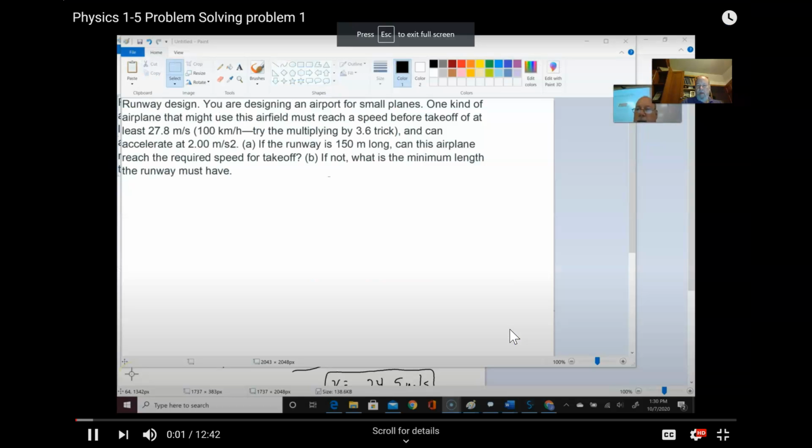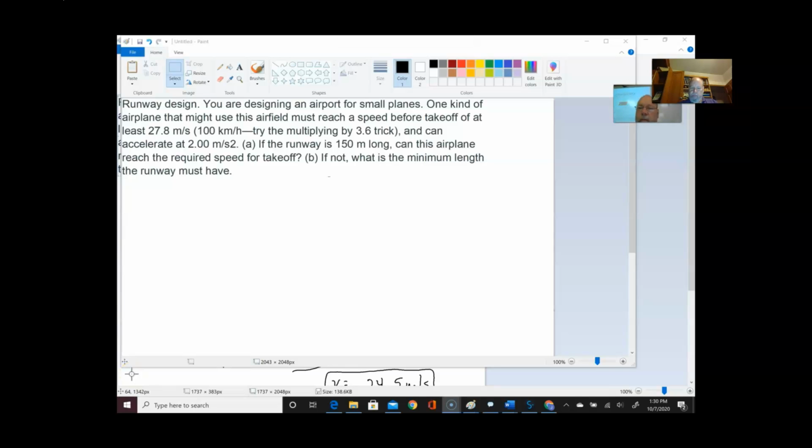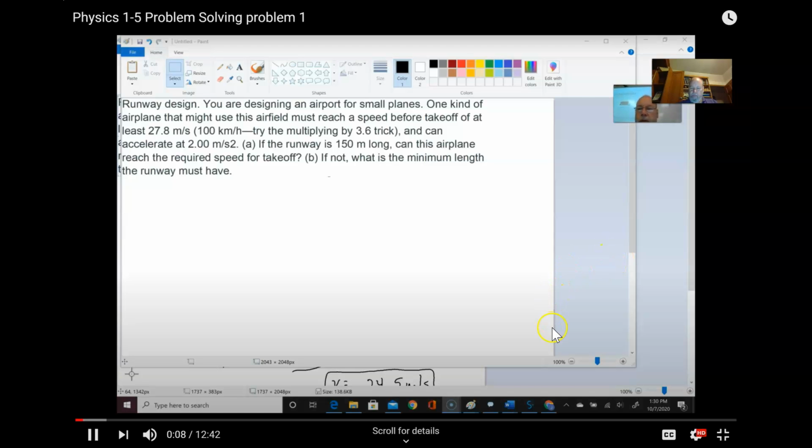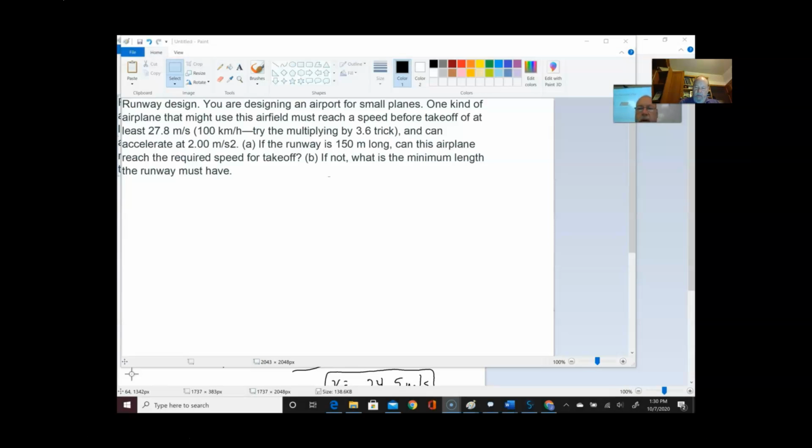Okay, so for this first problem, we are going to be designing a runway. Okay, you're designing an airport for small planes, and one kind of airplane that might use this airfield must reach a speed of takeoff, or before takeoff, of at least 27.8 meters per second, and can accelerate at 2 meters per second squared. Now, the only reason I put this in here, this 100 kilometers per hour thing, is that the problem originally had 100 kilometers per hour instead of 27.8 meters per second.